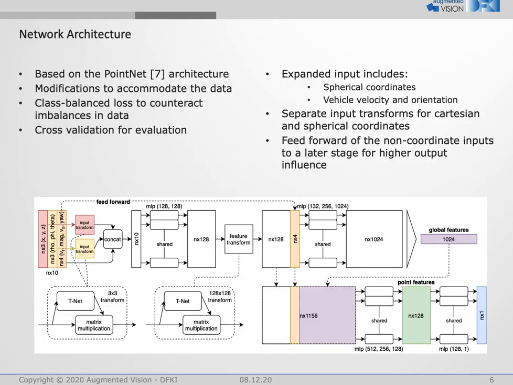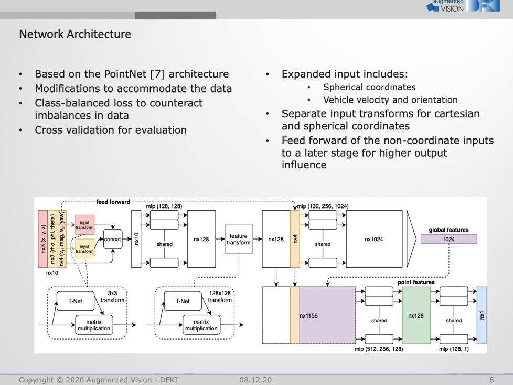The network we use is based on PointNet, where we added some modifications to tackle the problem at hand. For the input, we added spherical coordinates in addition to Cartesian. The point here is that some information is easier to learn from Cartesian inputs, for example, height, if a point is above or below ground, and some information is easier to learn from spherical coordinates, for example, if two points are behind each other: same elevation, azimuth, but different depth values.